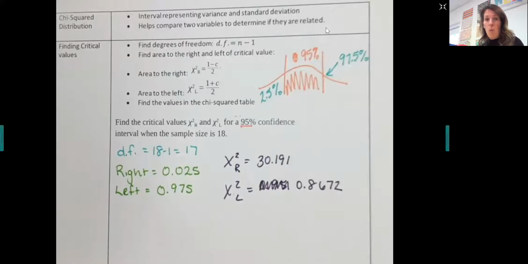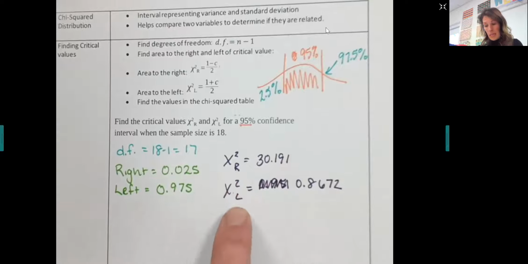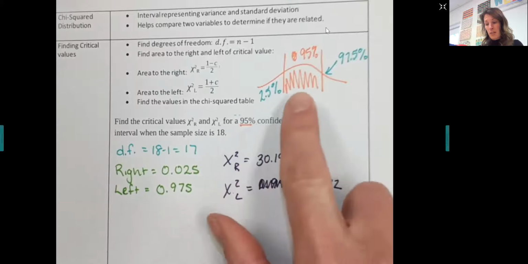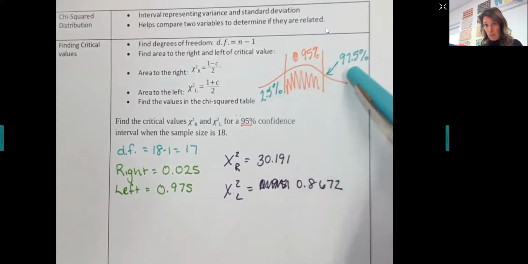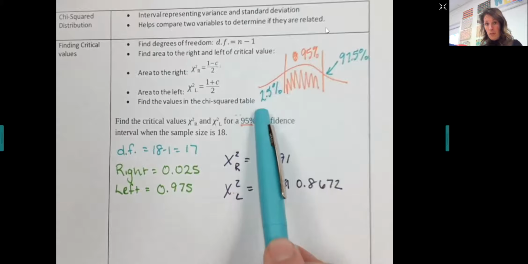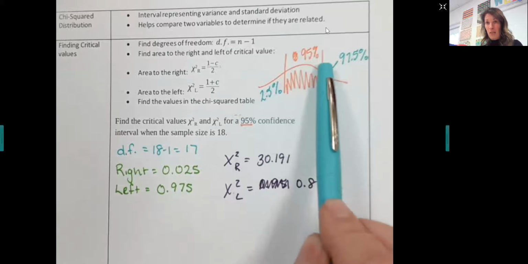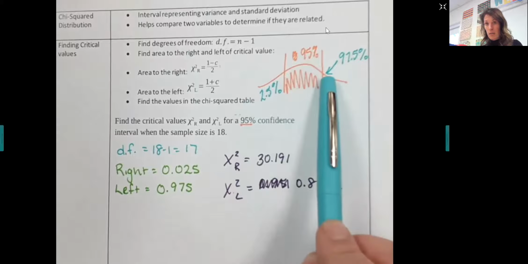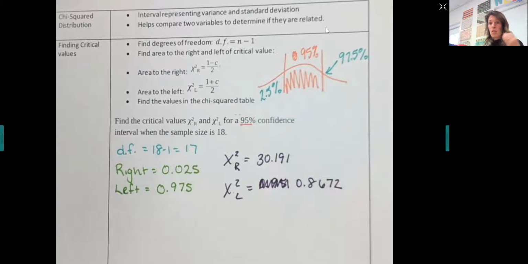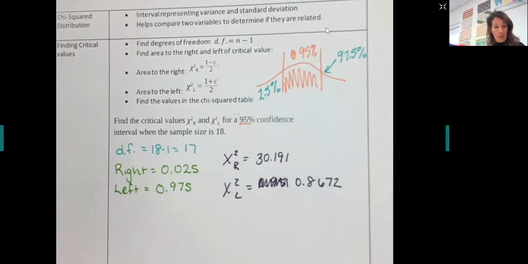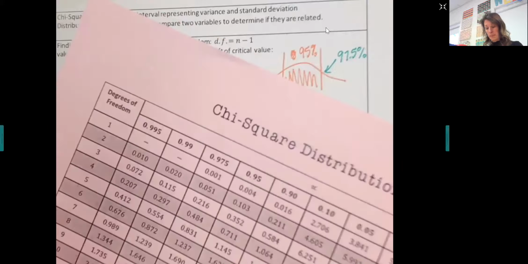So I just want to point out why this is my right and this is my left. We're talking about the area to the right of this line here, which is why you use your 0.25. And we're talking about the area to the left of this line here, which is why you use that for your left side. So we found our areas to the right and to the left. That's all it's asking for the critical values. You use your pink sheet to find it.